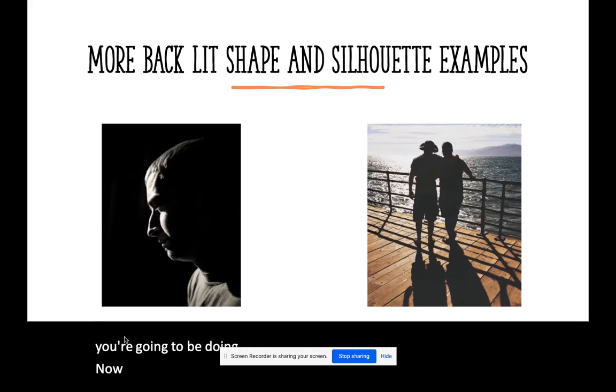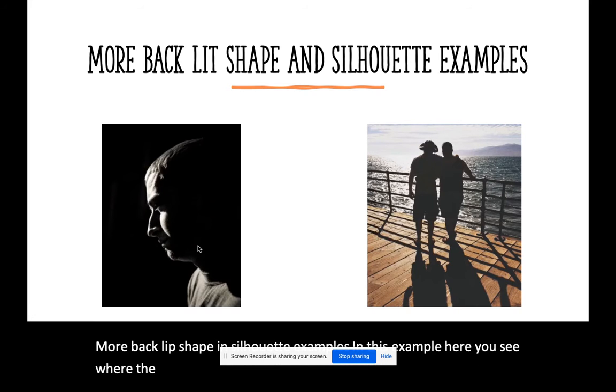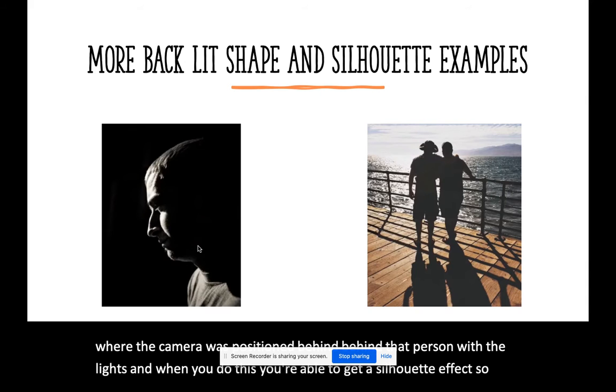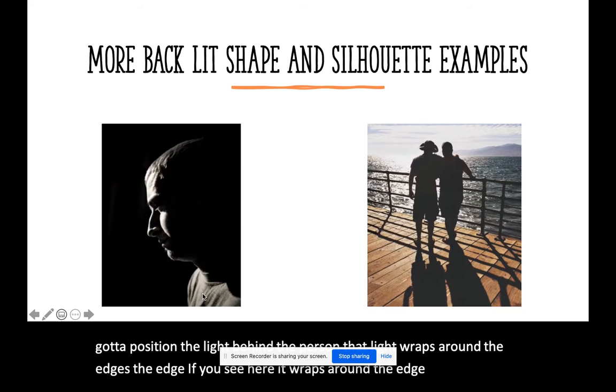Now, you will have to show contrast in at least two images within your submission. So let's look at some other differences. More backlit shape and silhouette examples. In this example here, you see where the camera was positioned behind that person with the lights. When you do this, you're able to get a silhouette effect. So you've got to position the light behind the person. That light wraps around the edge. If you see here, it wraps around the edge, highlighting the shape of that face.